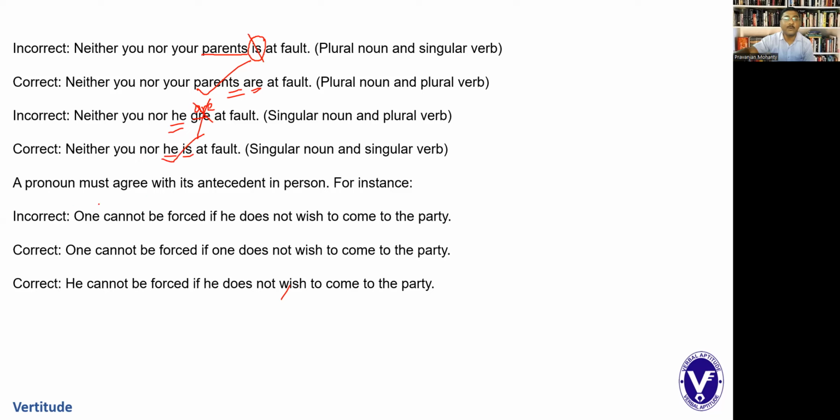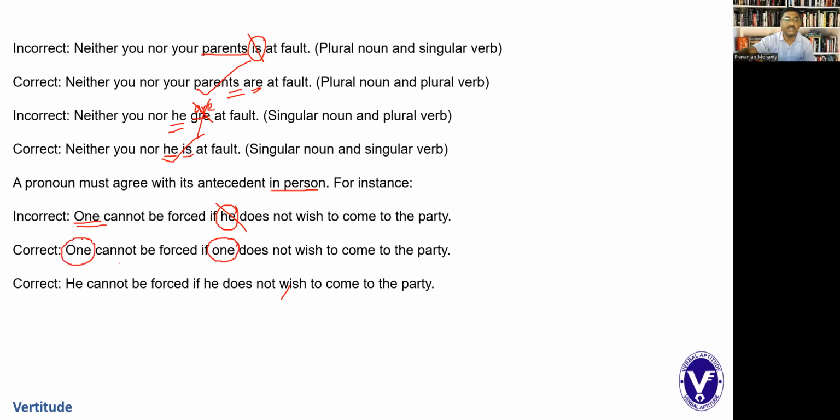Clear? A pronoun must agree with its antecedent in person, means first person, second person, third person. One cannot be forced if he does. One is an indefinite pronoun, he is a third person. So it cannot. So this sentence is wrong. One cannot be forced if one does. So this sentence is correct because this is a pronoun antecedent.